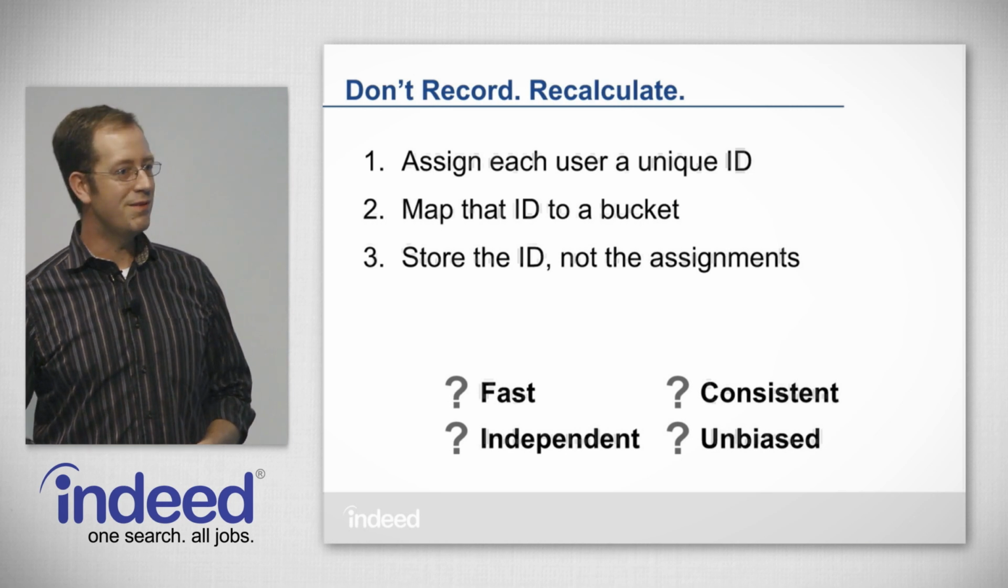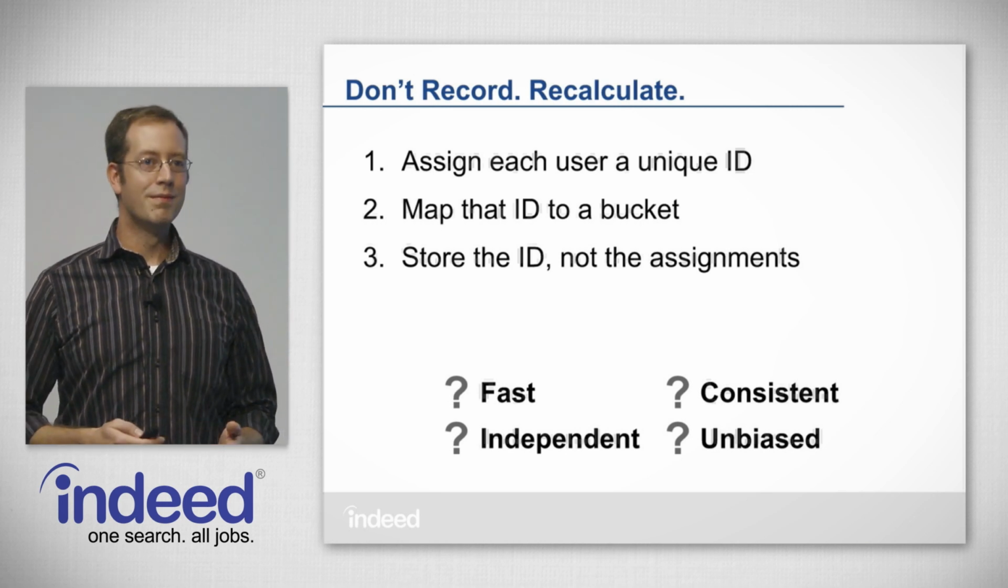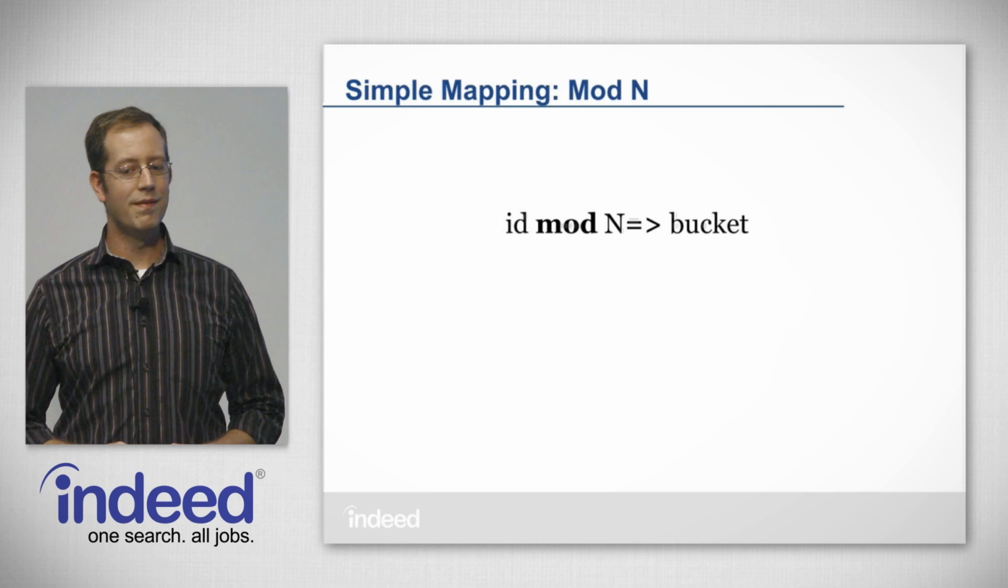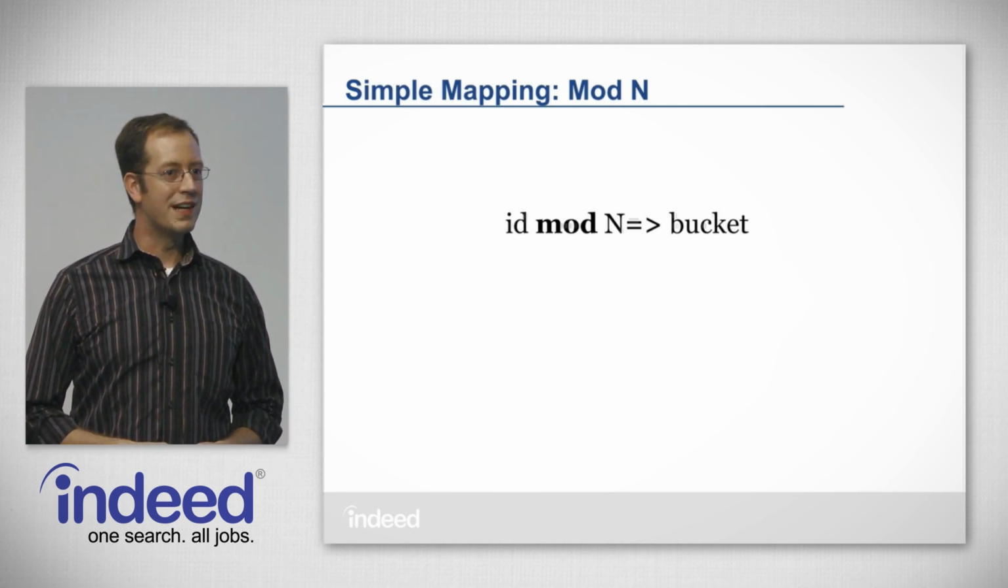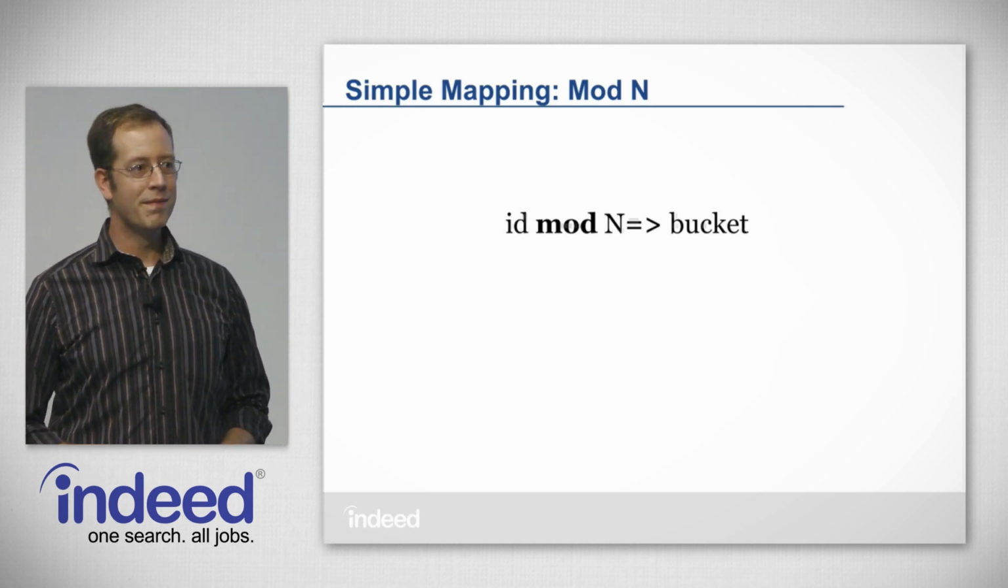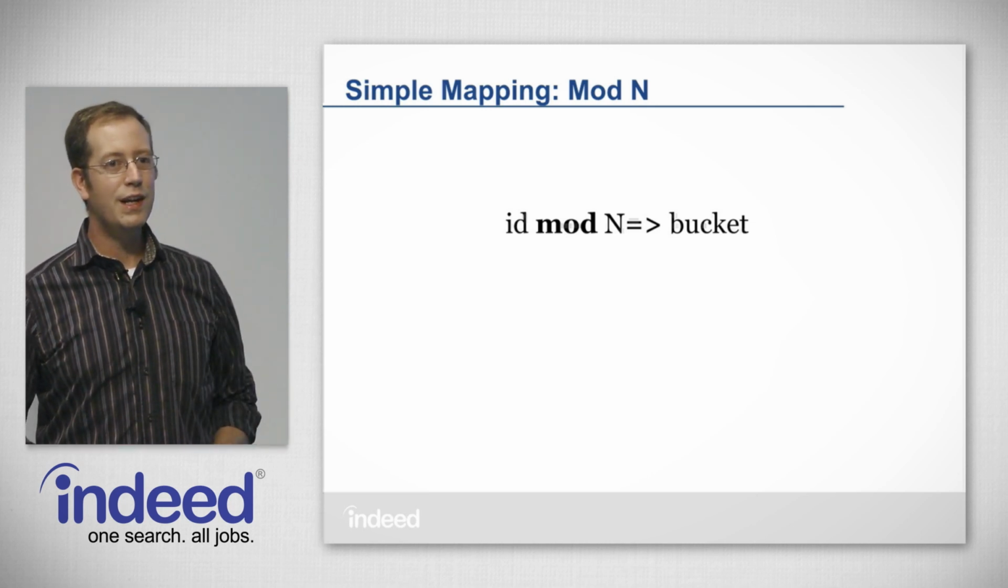Is it fast, consistent, independent, unbiased? Again, it depends on how we do it. A very simple mapping: say everybody has an account ID, and we just take the easiest possible approach, go mod n. Everybody with an even account ID, you're in the control group.